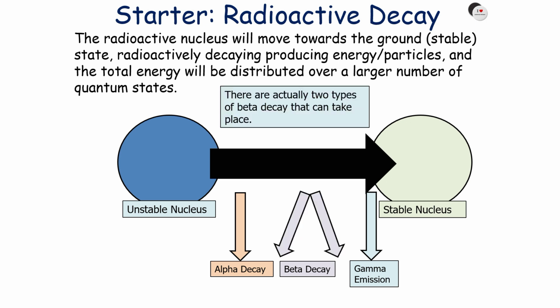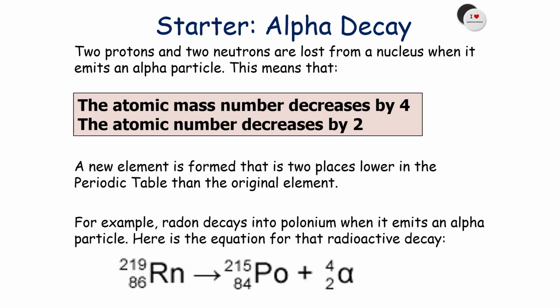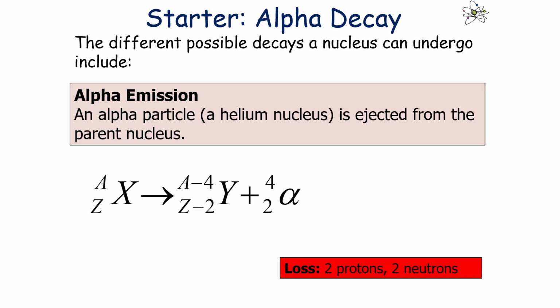In reality there are two types of beta decay, and there's also a fourth decay process that can occur called internal conversion. So alpha decay is when two protons and two neutrons are lost from a nucleus. So the atomic number goes down by 2 and the atomic mass number decreases by 4. So the new element is formed 2 places lower in the periodic table than the original element. So alpha emission is when an alpha particle or helium nucleus is ejected from the parent nucleus.